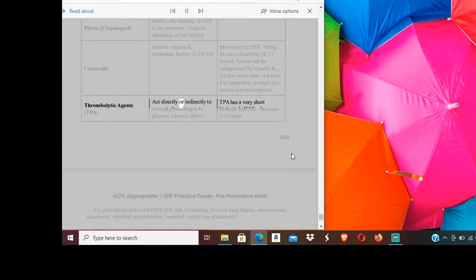Thrombolytic agents act directly or indirectly to convert plasminogen to plasmin, which cleaves fibrin. TPA has a very short biologic half-life, between 2 to 10 minutes.